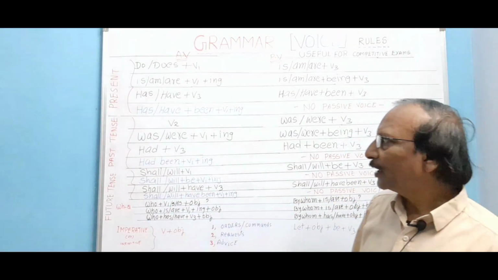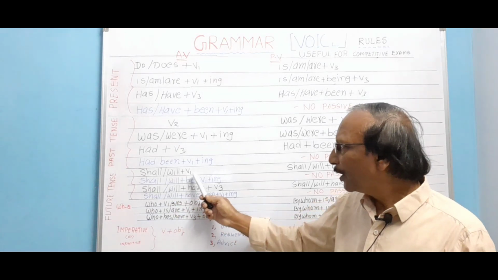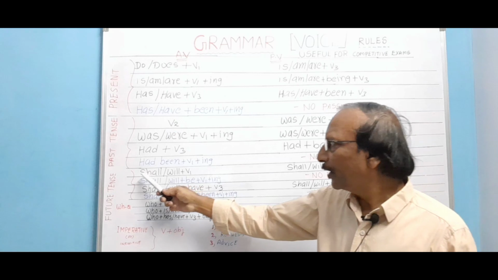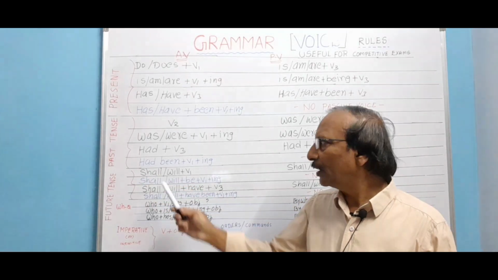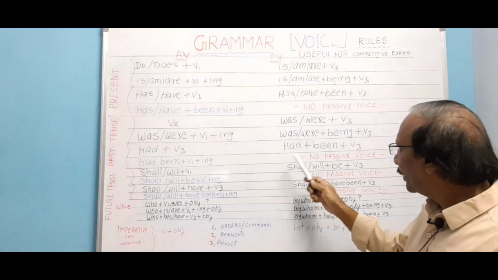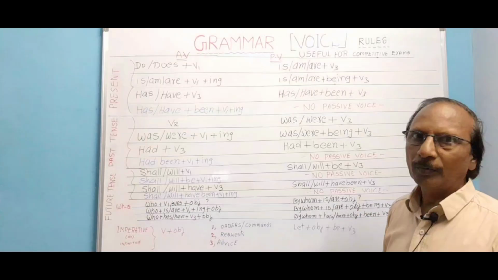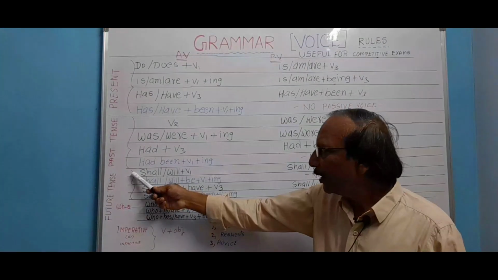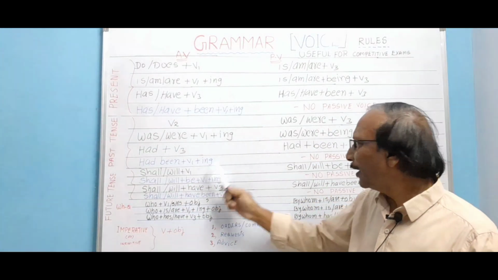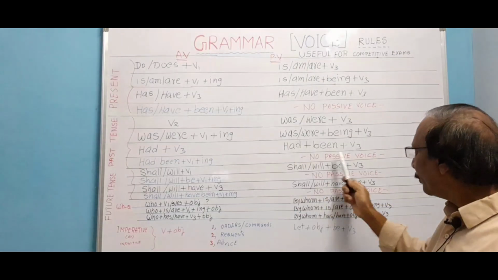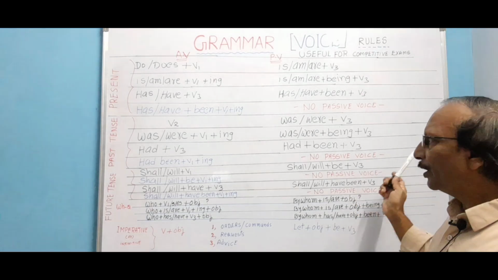Now, let us see future tense. Generally, we use shall or will in future tense. Shall or will plus V1. Let us take, he shall write a letter. He shall write a letter. It will be changed into a letter shall be written by him. For example, I will write a letter. A letter will be written, V3 will come. A letter will be written by me.